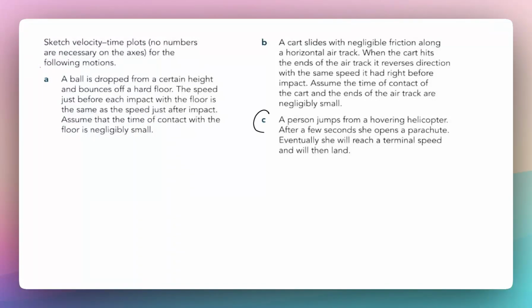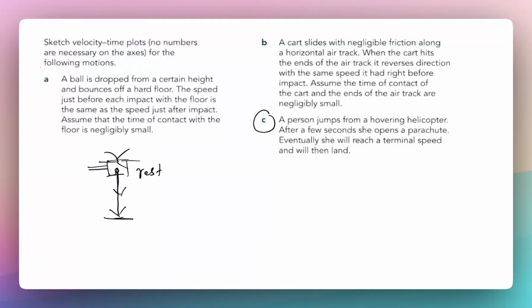Let's look at part C. A person jumps from a hovering helicopter. So we have a helicopter here. He jumps from a hovering helicopter, so the helicopter is stationary, he jumps. After a few seconds, she opens a parachute. So she jumps. So let's assume it's a jump from rest, right? Just drops from rest.